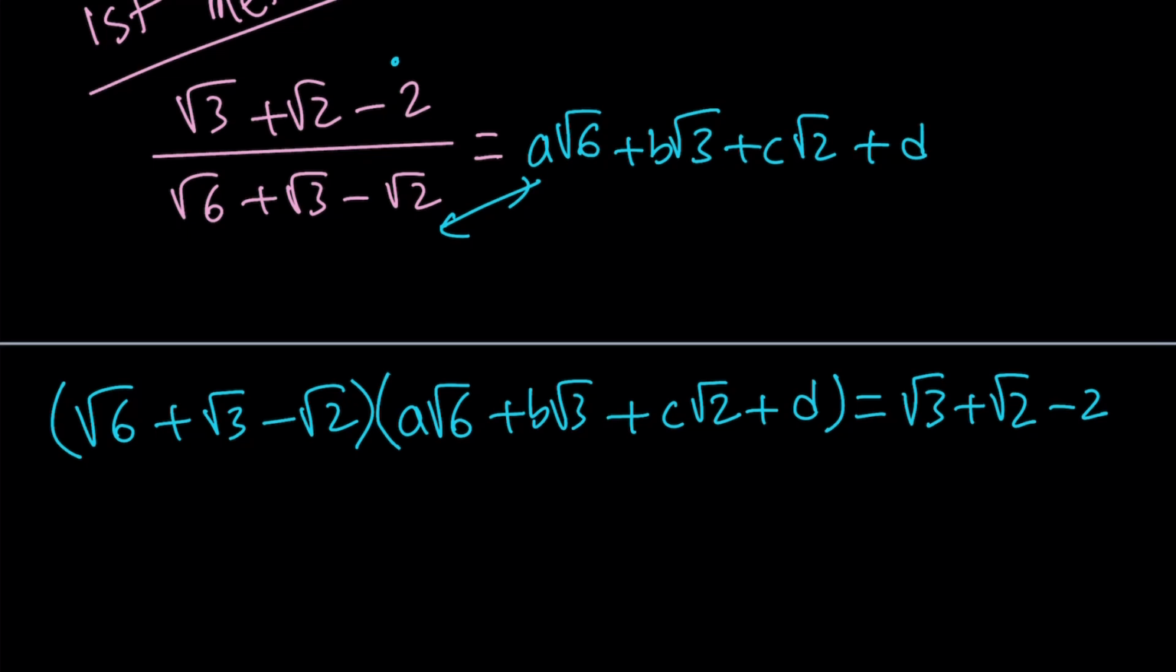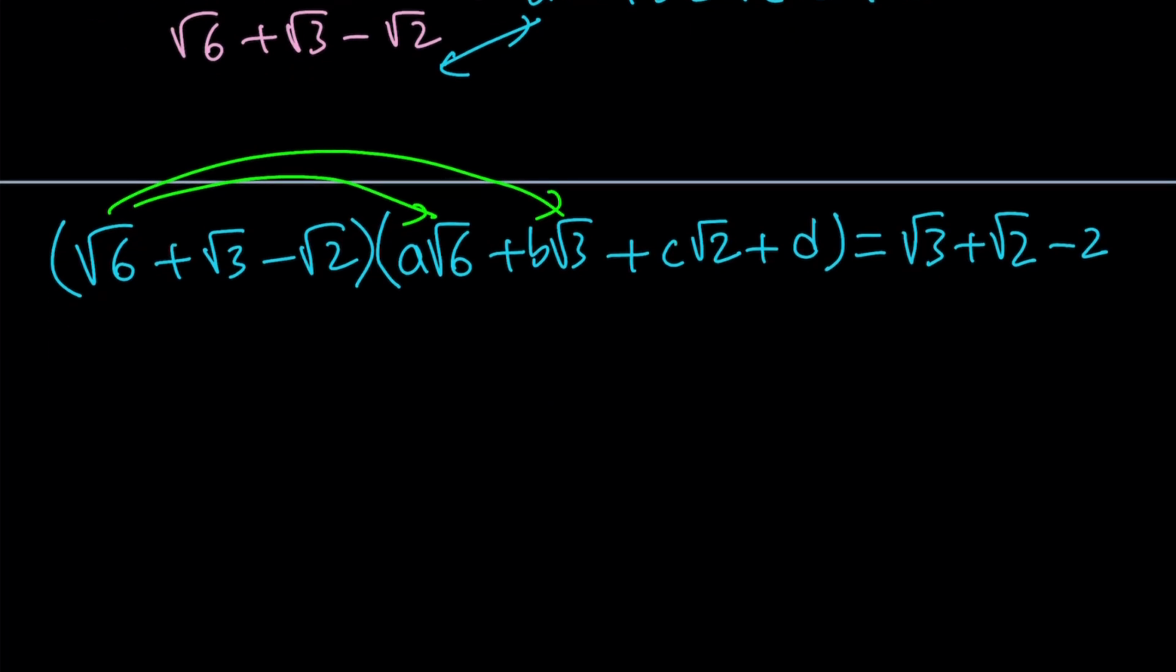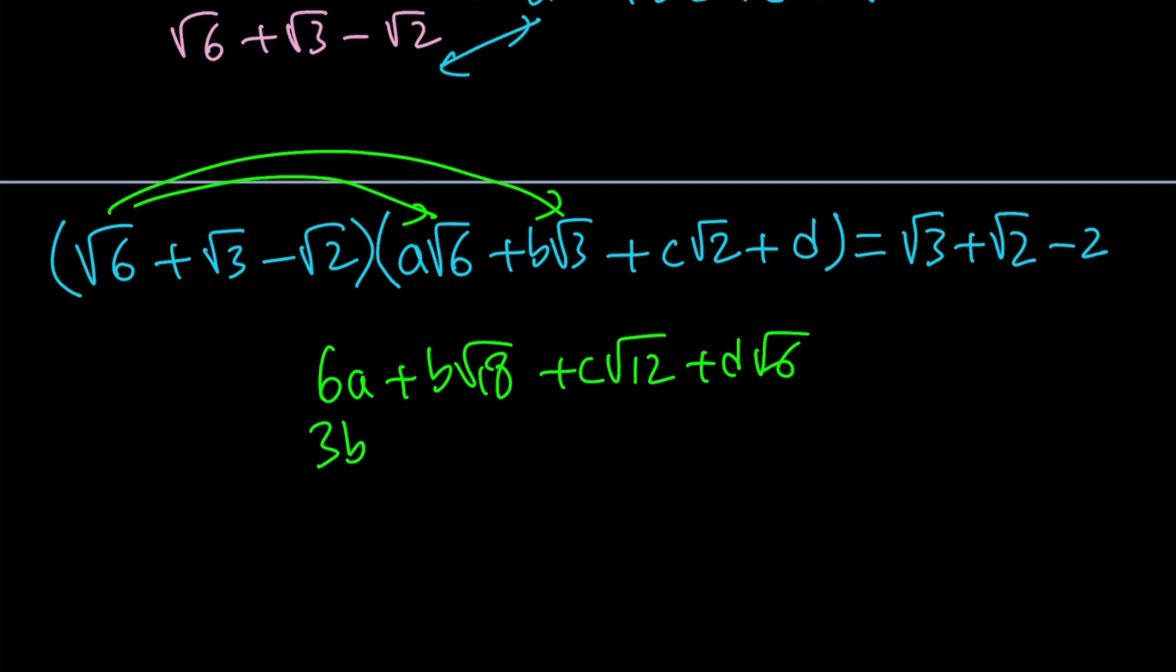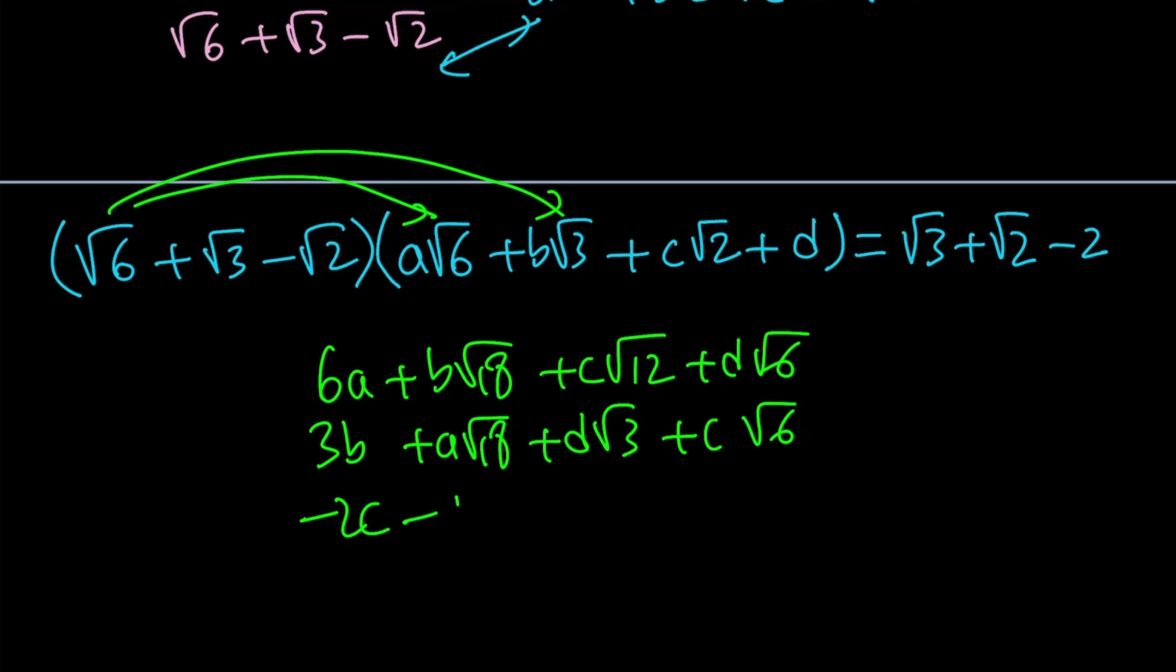Okay? So, now here's what you're supposed to do. You're supposed to distribute everything, right? So this over that, this over this. So you're going to have 3 times 4, 12 terms. Let me tell you real quick what type of terms you're going to be getting. You're going to get 6a plus b root 18 plus c root 12 plus d root 6. And then I'm going to try to align the next terms: 3b plus a root 18 plus d root 3 plus c root 6. And you're going to see why I'm aligning root 12 and root 3 together. Maybe you already have it. Minus 2c minus d root 2 minus a root 12 minus b root 6.